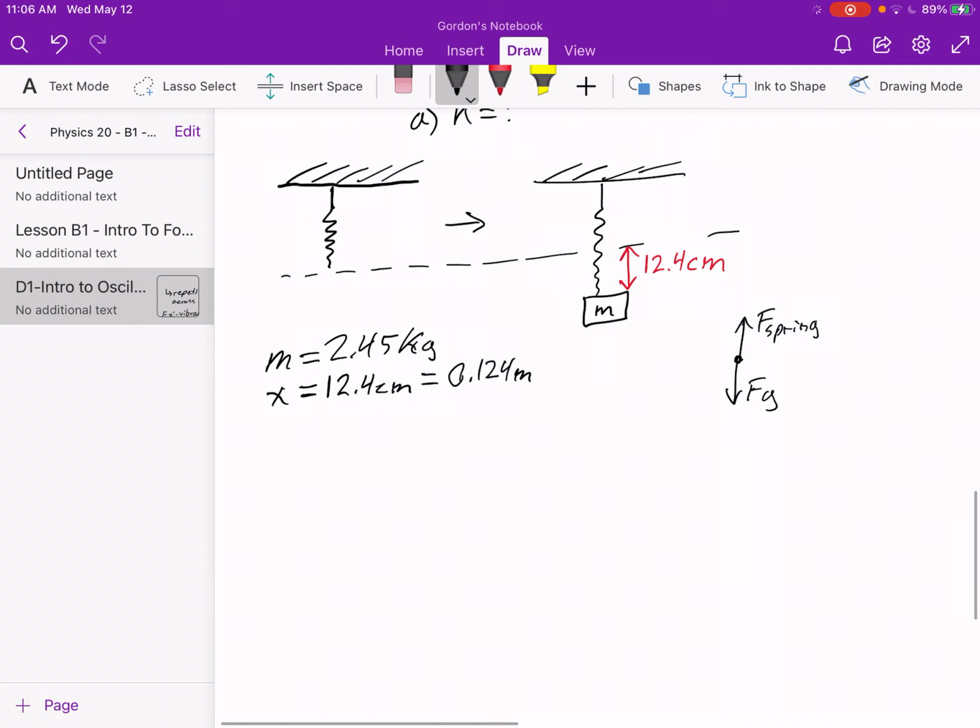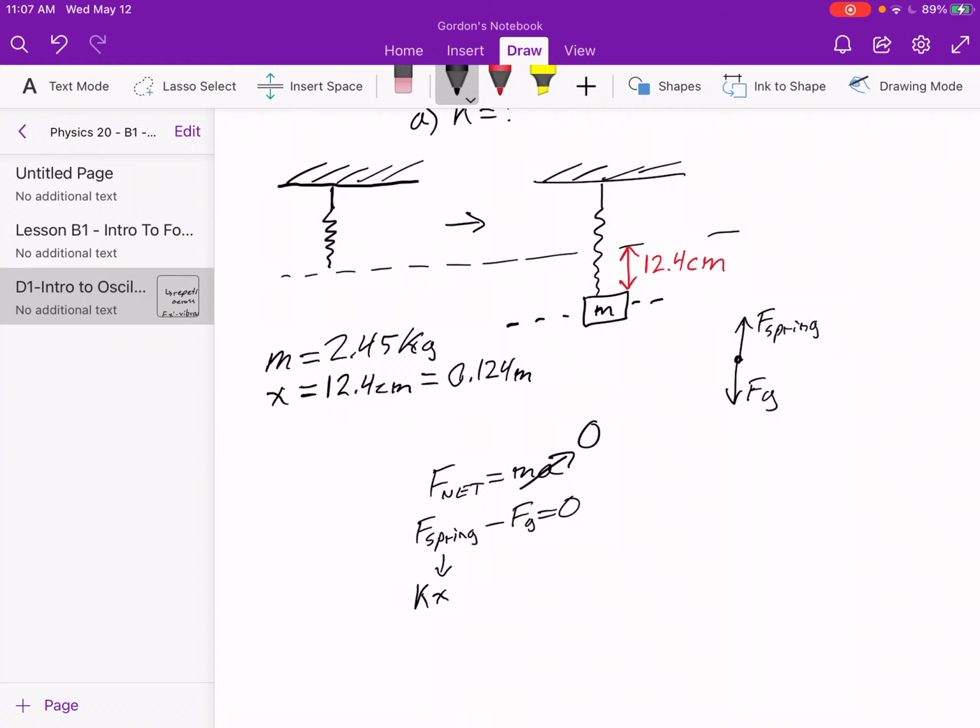If we want, we can write our net force equation here, where force net is equal to mass times acceleration. At this new equilibrium point, acceleration is going to be 0. So really this works out to be force of the spring minus the force of gravity is equal to 0. Remember, we can replace spring force with kx. Again, we've already sort of accounted for the sign. The sign is pointing up because it's restoring, so we don't need to put the minus sign there. Minus mass times acceleration of gravity is equal to 0.